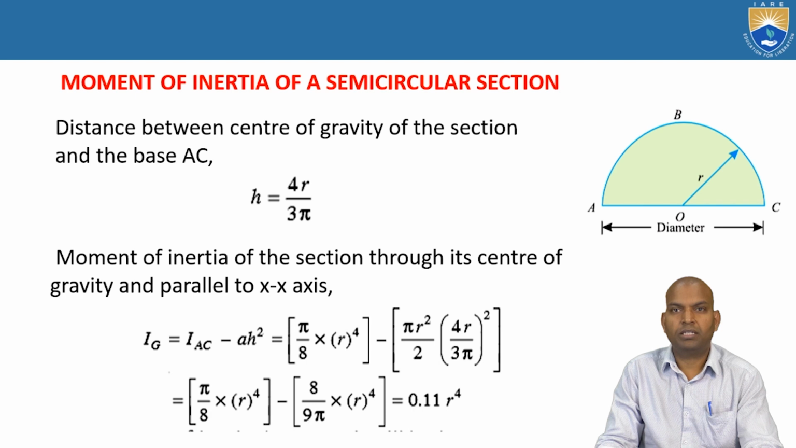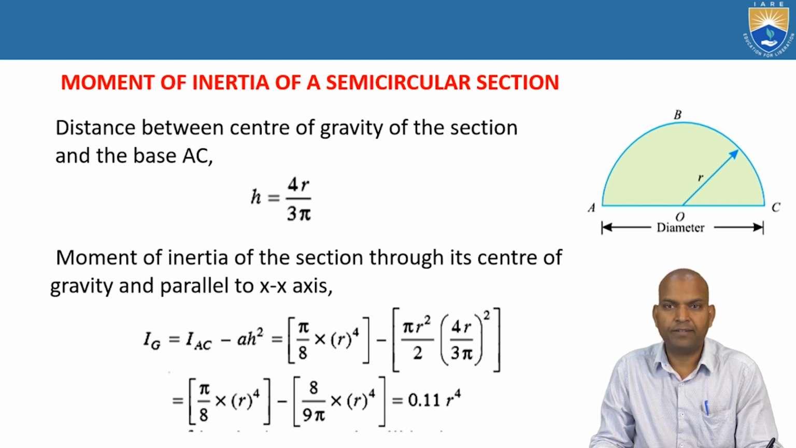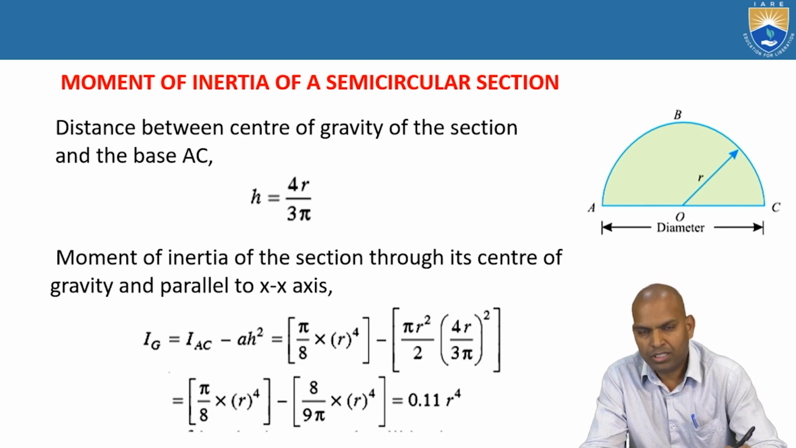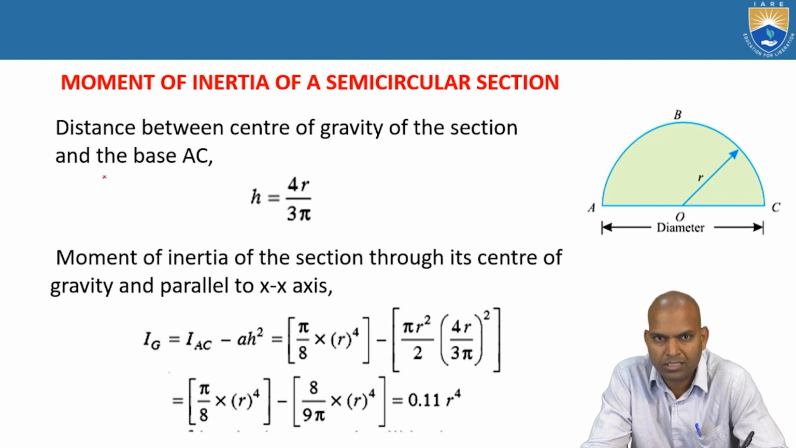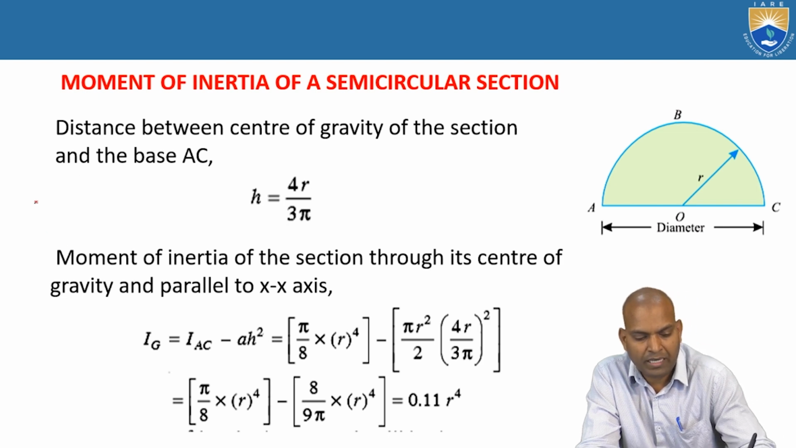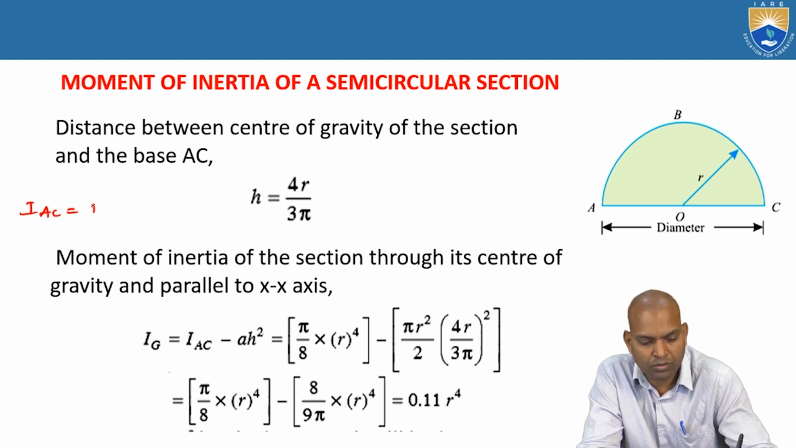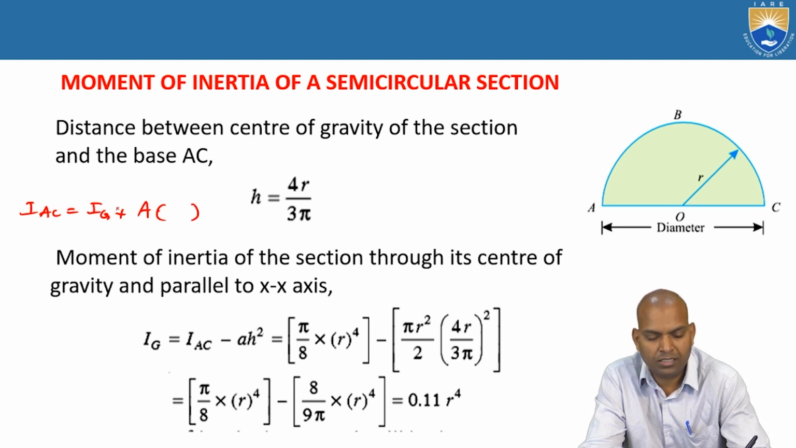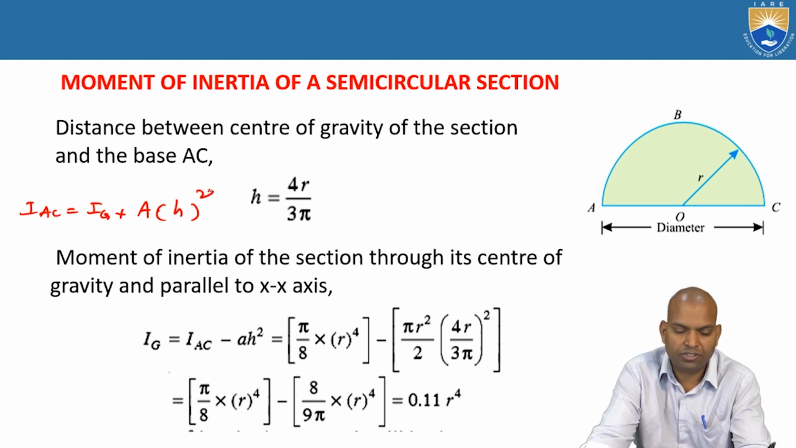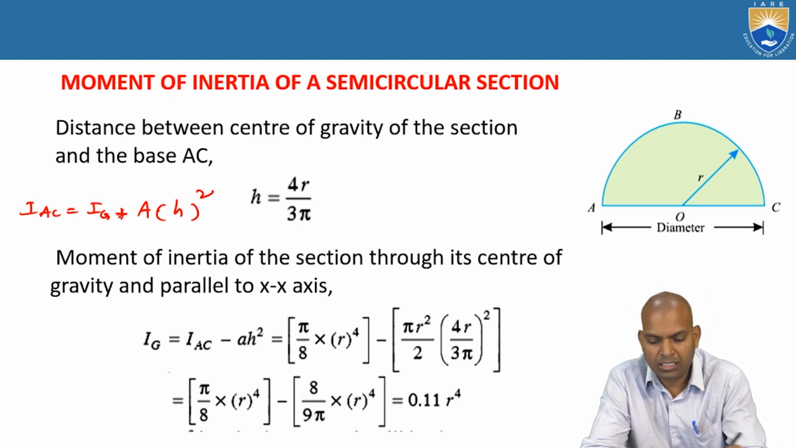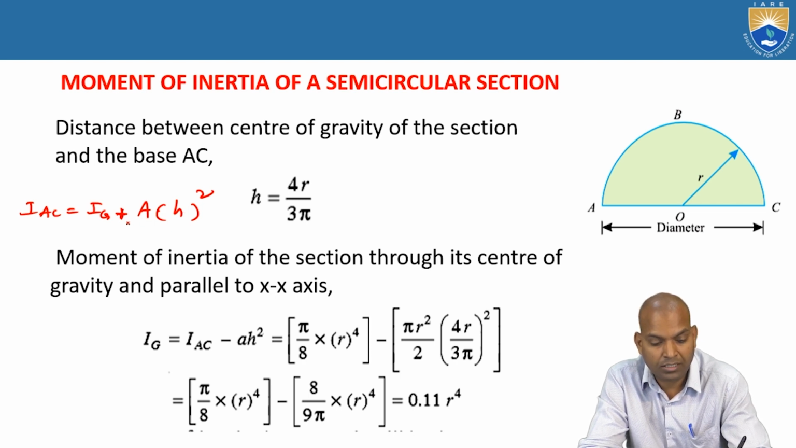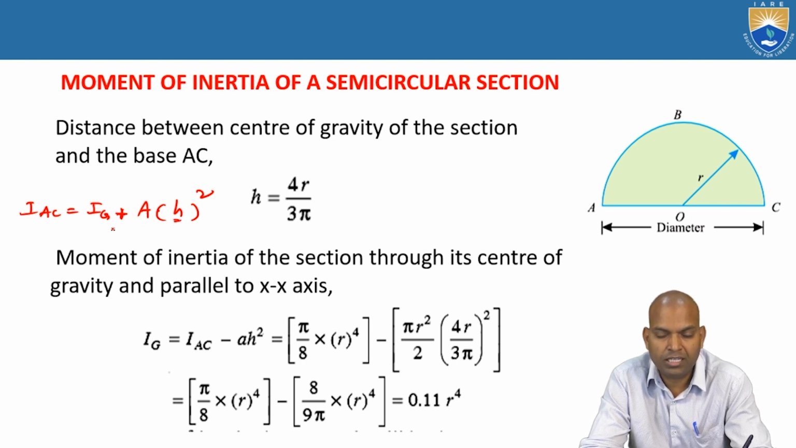Now, if we want to find the moment of inertia about G, that is the centroidal axis I_G, we use the parallel axis theorem. What is the parallel axis theorem here? I_AC equals I_G plus A h square, where h is the distance from the centroidal axis to the reference base axis, and A is the area of the section.